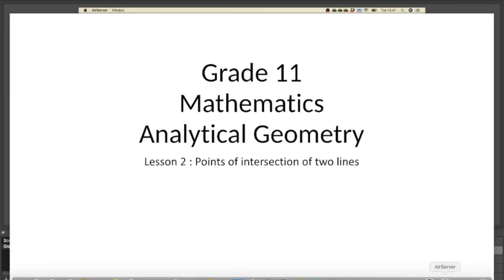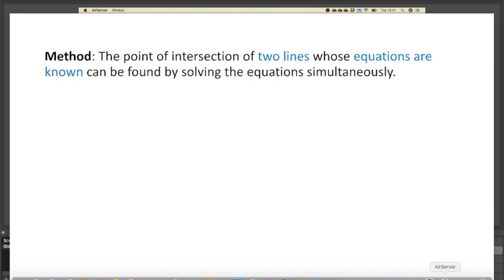Welcome, grade 11. Let's look today at the points of intersection of two lines. First of all, remember the different methods of solving simultaneous equations. We will be using that method like we're solving simultaneous equations.